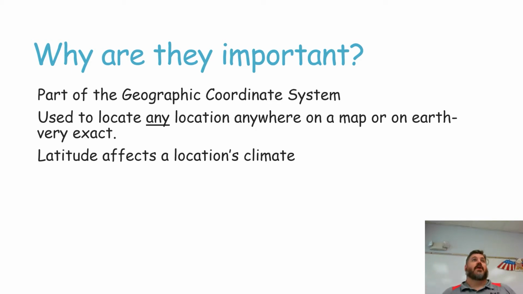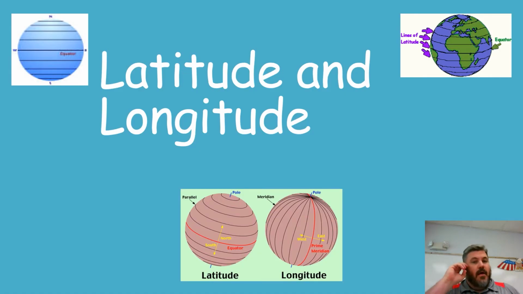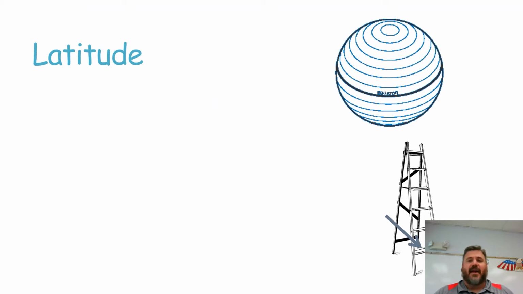Knowing the numbers of latitude can also help you understand a location's particular climate. For example, the higher the latitude is, whether it's north or south, the colder it's going to typically be, based off of how far away it is from where the sun hits the Earth. Looking at latitude and longitude, you can see that latitude, with the equator, almost looks like a ladder. That's why we say latitude is like a ladder. It's going to run horizontally around the globe.